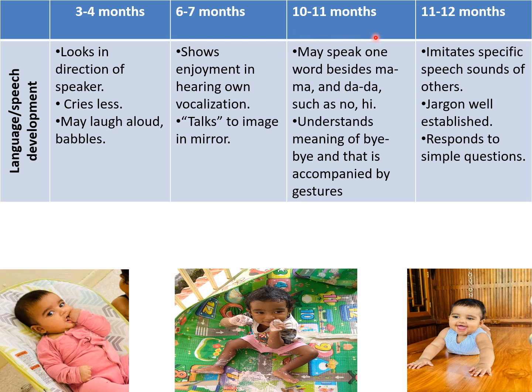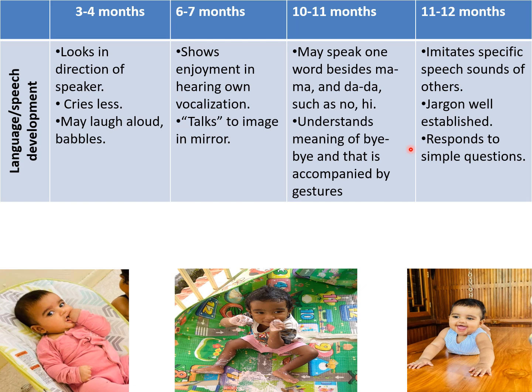10 to 11 months, they speak one word besides mama and dada, such as no and hi. So at 6 to 7 months or 6 to 10 months, they might have started with monosyllables like mama, dada, things like that. And once a child reaches 10 to 11 months, some words like no, hi will be coming from the child's mouth. They understand the meaning of bye-bye and they will be showing gestures.